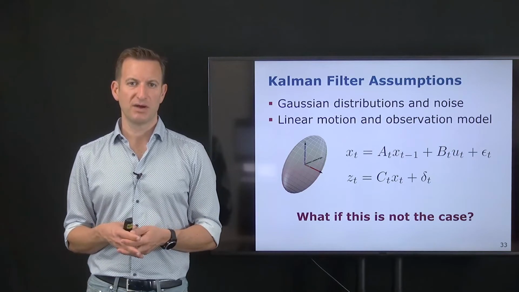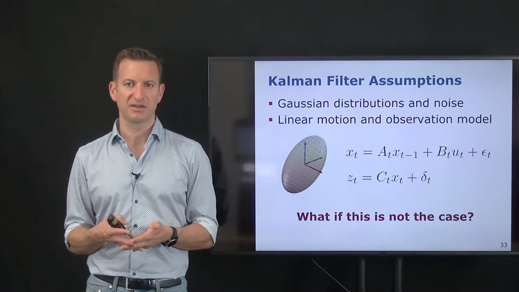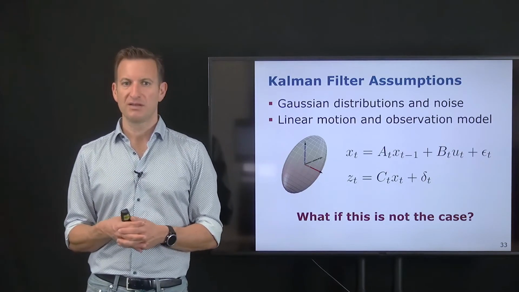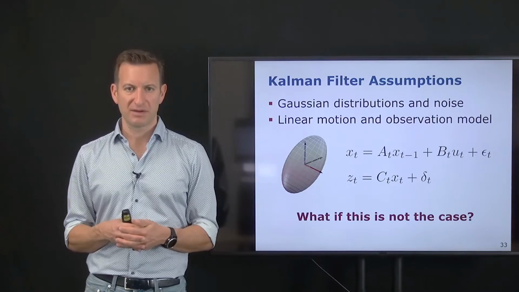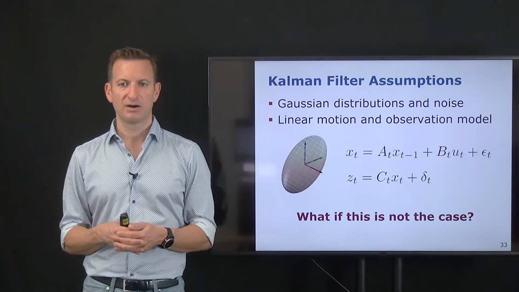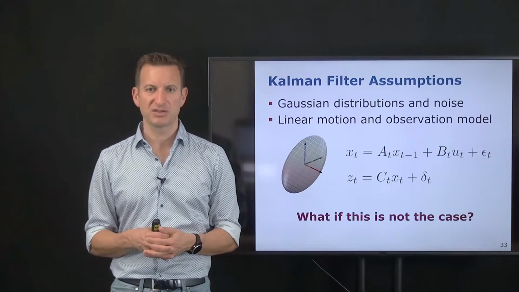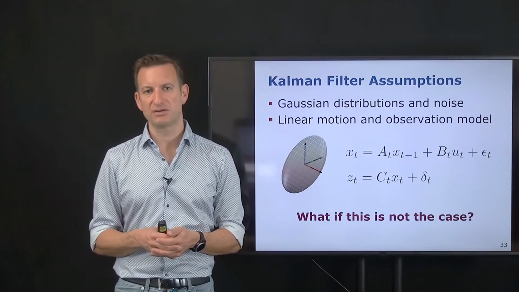The key question, however, is: what happens if this is not the case? These two assumptions are actually very strong assumptions. That everything is Gaussian and that every model is linear are hard assumptions, especially the one with the linear motion and observation models. This is basically violated all the time.